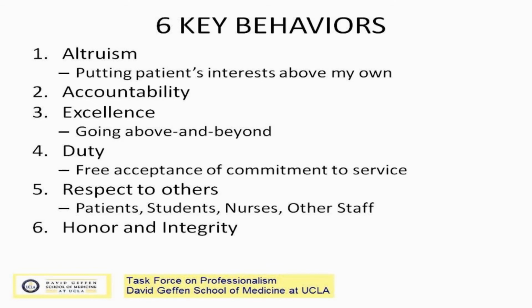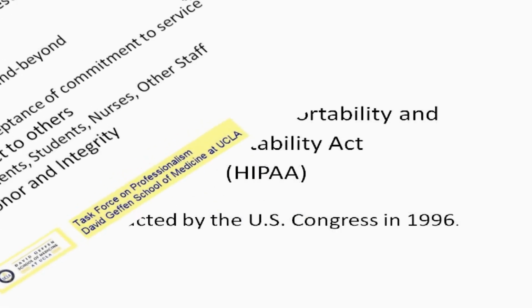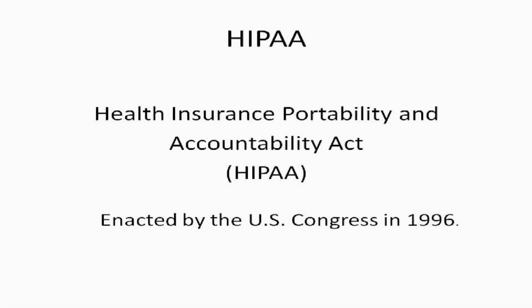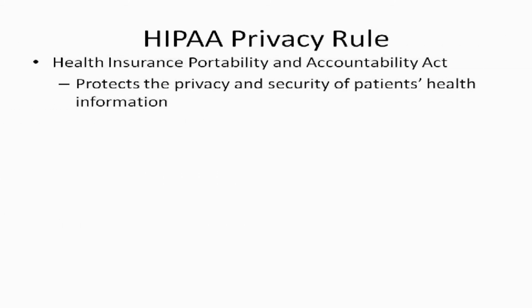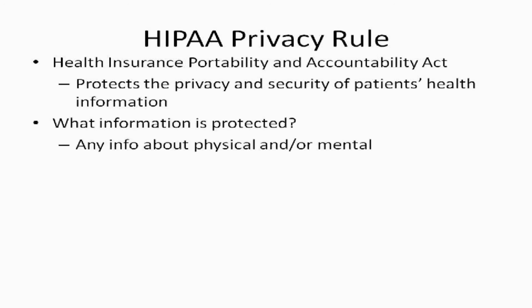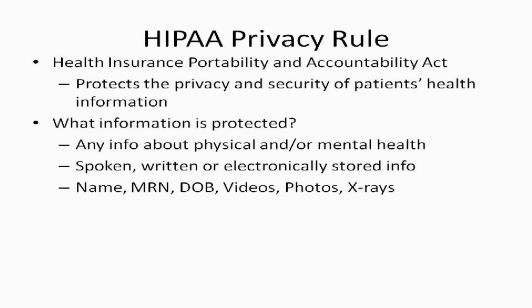What I consider to also be a part of our duty in medical professionalism is enforcing the Health Insurance Portability and Accountability Act. This is an act that was designed to protect the privacy and security of patients' health information. And what information should be protected? This includes any info about physical or mental health of your patient, spoken, written, or electronically stored information, which includes the patient's name, medical record numbers, date of birth, videos, photos, and x-rays of their medical treatment and care.